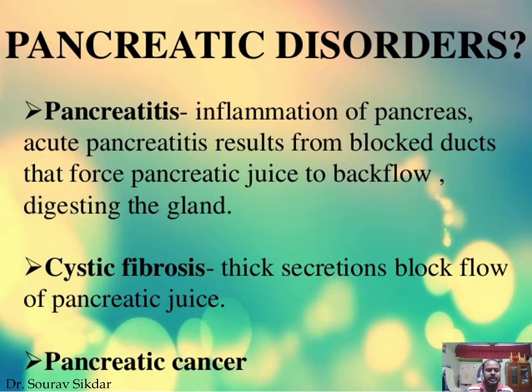Blockage also occurs in the ducts, and that is why the pancreatic juices cannot be properly released, rather they backflow and enter the pancreas again. Then cystic fibrosis will occur, that is thick secretions from the blocked flow or backflow of the pancreatic juice. There will be some thick secretions, and it causes another syndrome called cystic fibrosis. And there will be the formation of cancer, called pancreatic cancer, if the pancreatic acini do not properly release the pancreatic juices through the ducts to maintain the digestion of different foods.